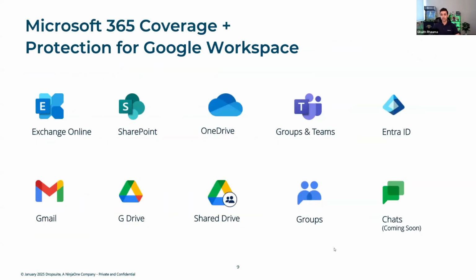In terms of coverage, you have two lines. The first line represents 365 and the second line represents the Google Workspace environment. You have Exchange Online, SharePoint, OneDrive, Groups and Teams, Entra ID, all of this under the 365 umbrella. Of course, we're talking about mailboxes as well here. You also have calendars, etc. And then you have Gmail, G Drive, shared drives, groups. When it comes to Google Workspace, chats are coming soon; it's in development and the team is working on it.